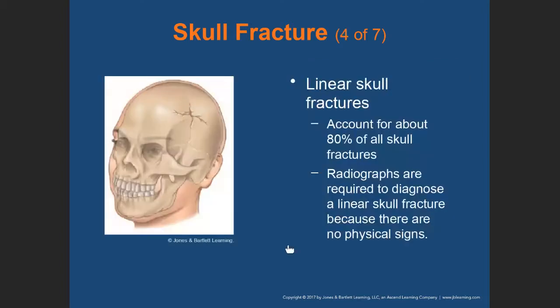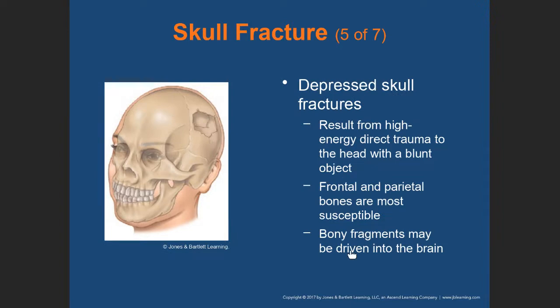Now, a patient can have a linear skull fracture, which is the most common type of skull fracture. It accounts for about 80% of all skull fractures. It is not associated with visible deformity. So they may pick it up using radiograph, right? So it's not associated with physical deformity. Obvious deformity, I should say. So radiographs are required to diagnose a linear skull fracture, because there are no physical signs. Linear means line. It's moving in a line.